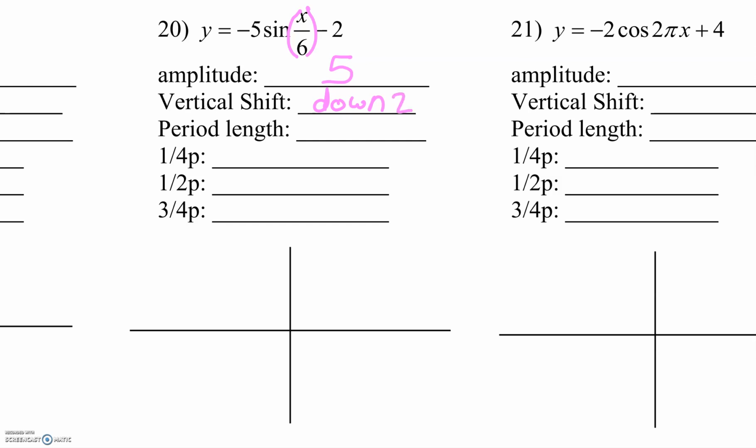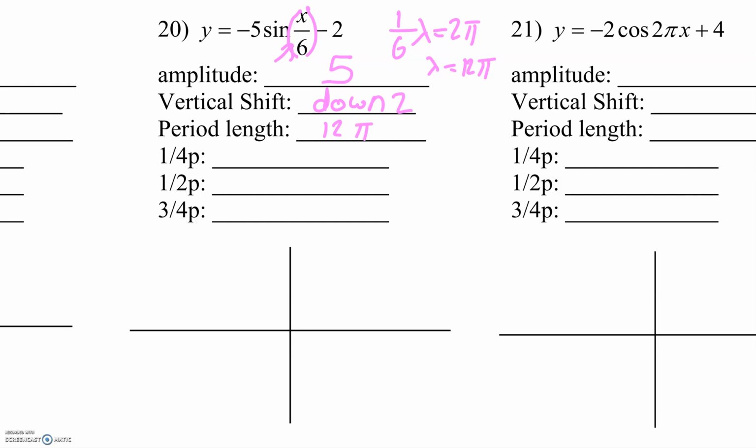Now, we need to find the period length. Remember, inside this parentheses should just be an x, right? So I should think about it as being 1/6 of the wave is inside of 2 pi, because that's what x over 6 is, 1/6. Solve for lambda, and we get 12 pi. So the period length is 12 pi.